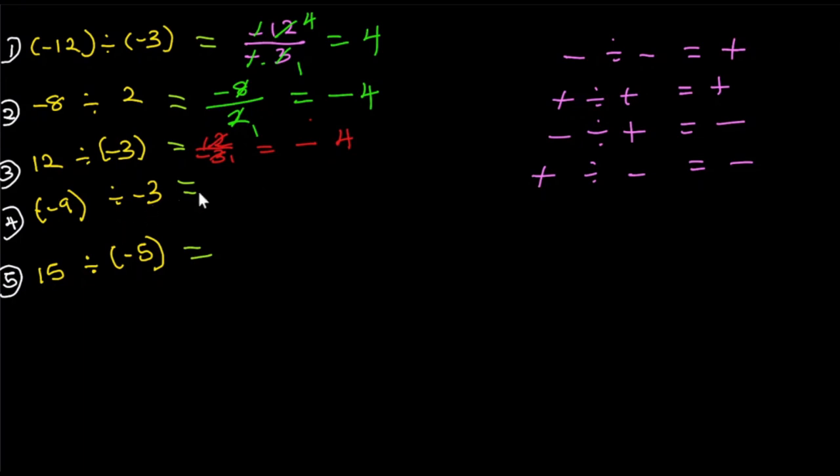Okay? And the next one, minus 9 divided by minus 3. So minus divided by minus, and we're left with no minus. 3 divides itself 1. 3 divides 9 is 3. So this is it. And the last one, 15 divided by minus 5. So there's no minus to divide this minus, so we still have our minus. 5 divided by 5, 1. 5 divides 15, 3. So our answer is minus 3.